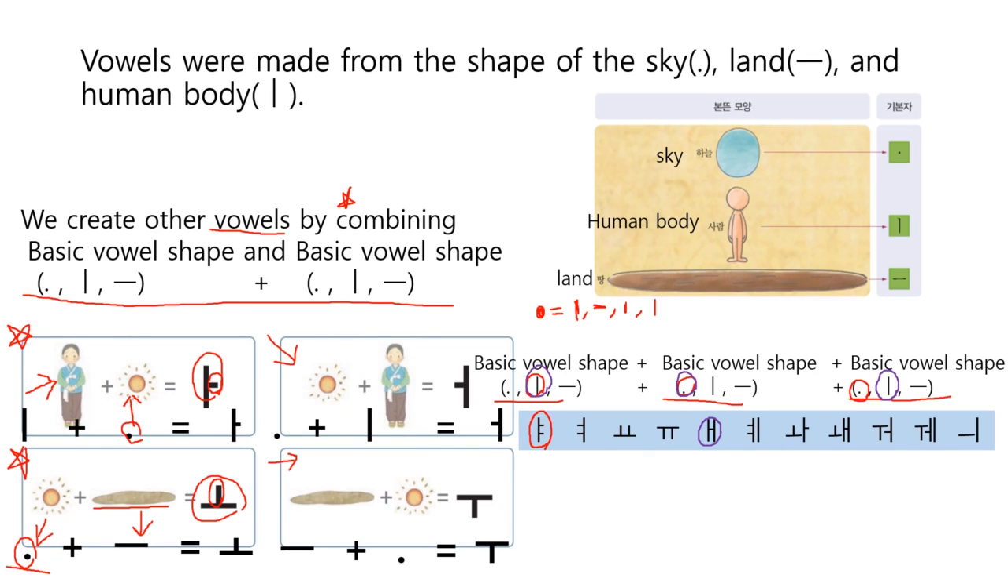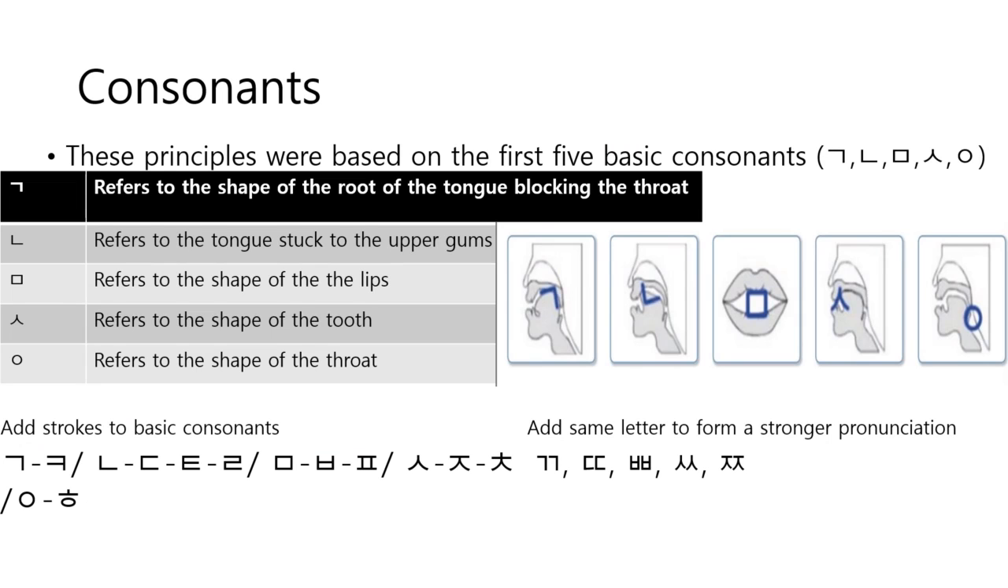And for ye, this requires 4 basic vowel shapes. And for we, this requires 5 basic vowel shapes. In this slide, I will talk about the consonants.